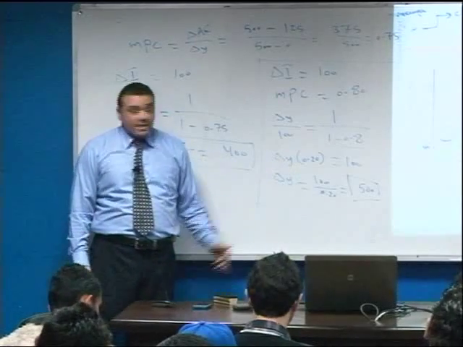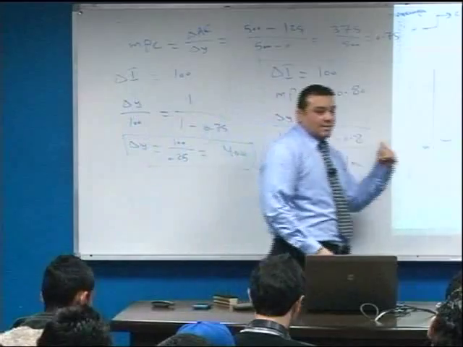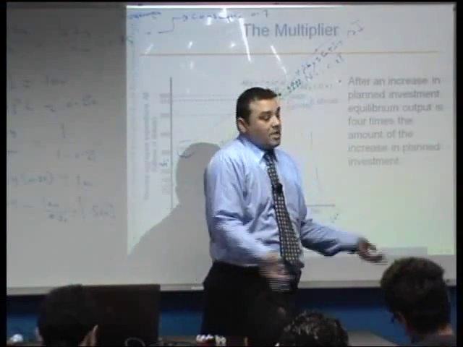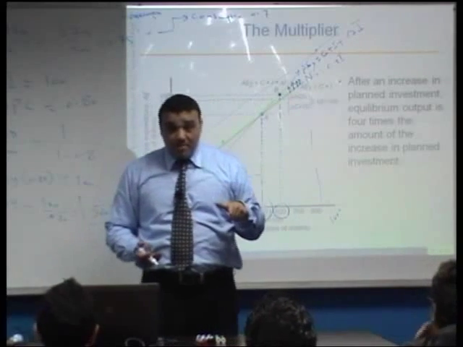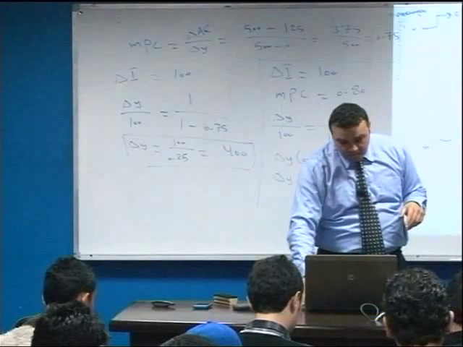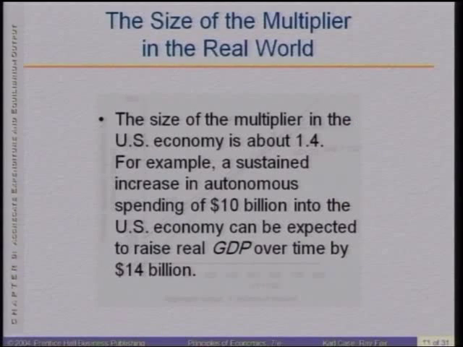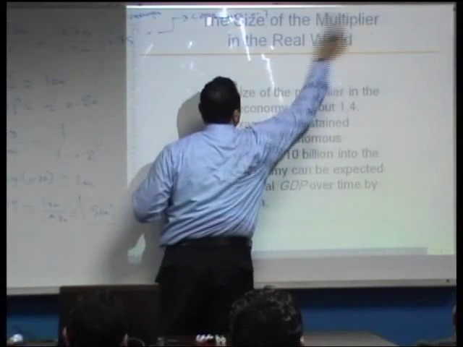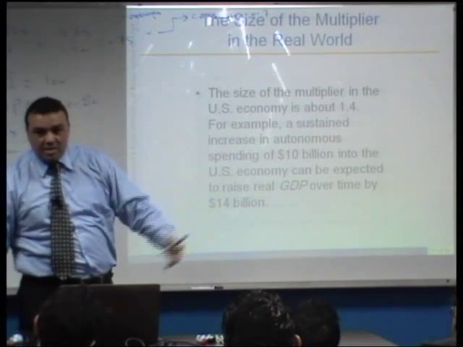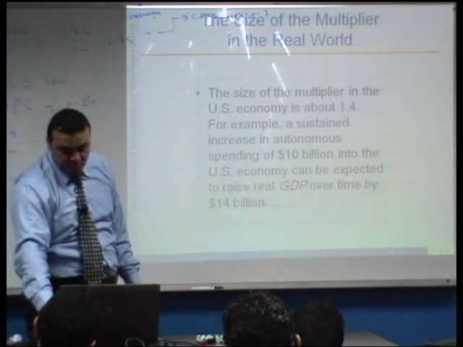What does this mean? The higher the marginal propensity to consume of people in the advanced stages, the more the aggregate output increases, right? Isn't that what it means? So here, as you see, the size of the multiplier in the United States is 1.4. This means an increase in investment by 1 billion leads to an increase in aggregate output by 0.4.